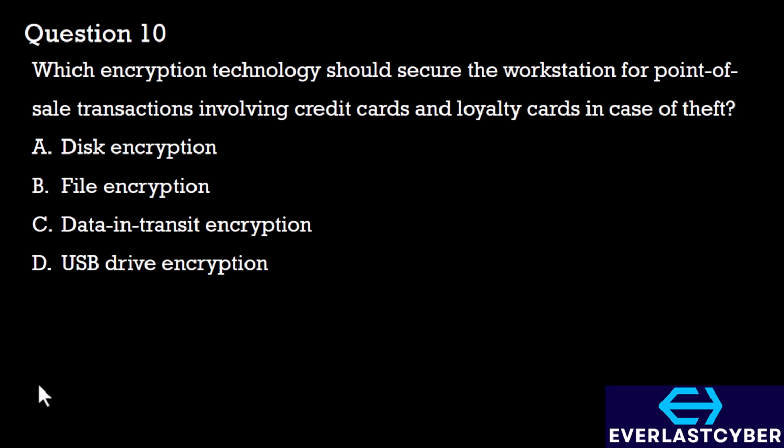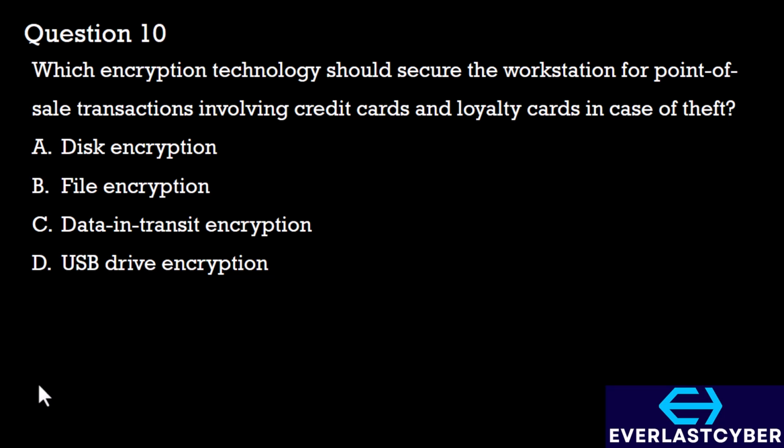Disk encryption ensures that all data stored on a workstation's hard drive is encrypted. File encryption encrypts individual files and folders rather than the entire disk. Data in transit encryption encrypts data that travels between devices or across networks, while USB drive encryption encrypts the data that is stored on a USB drive.